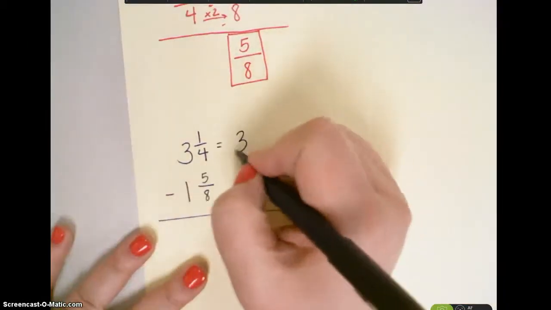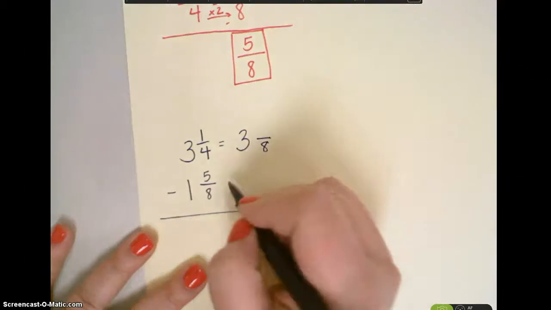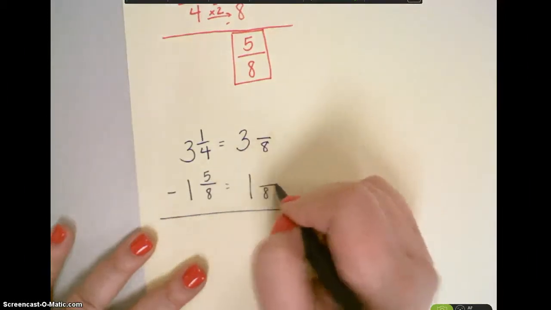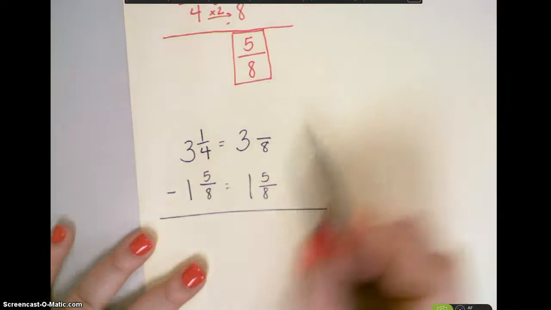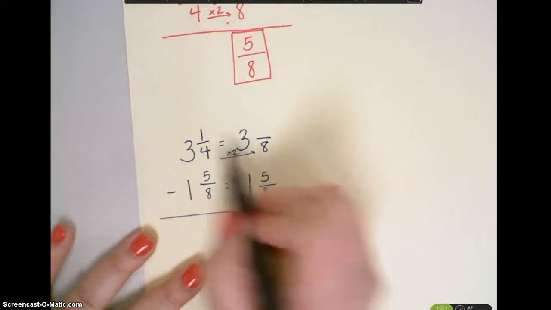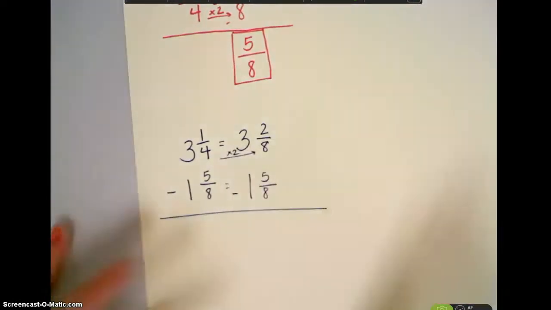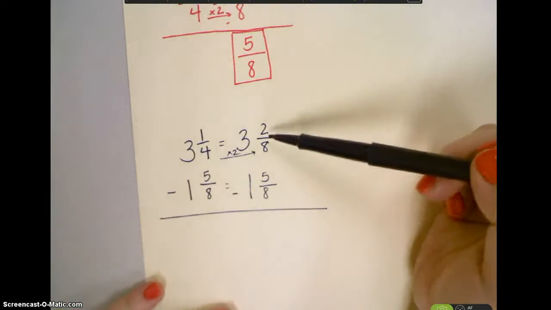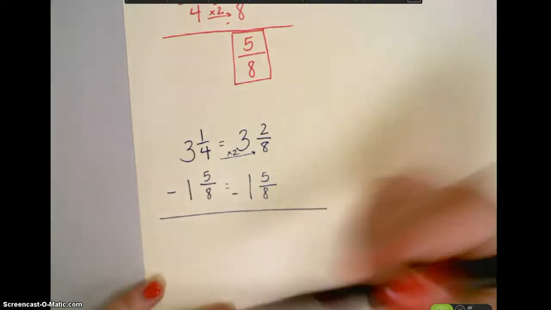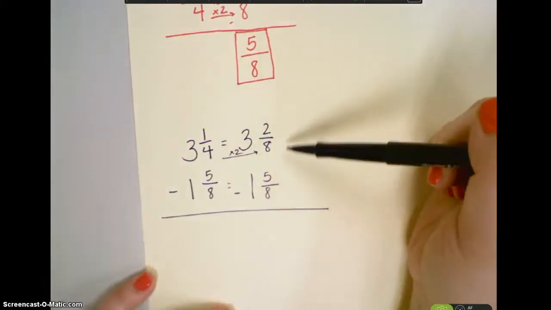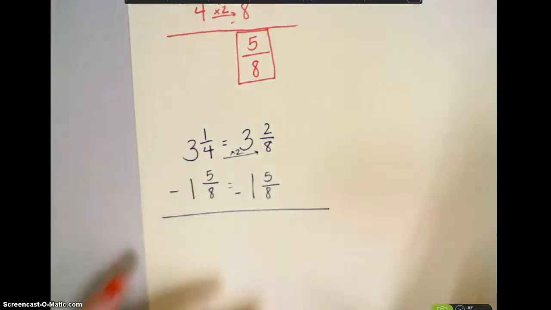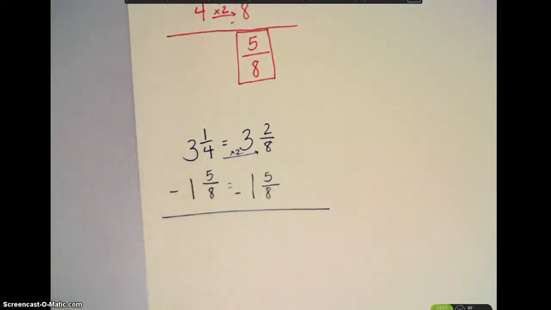First step, always common denominator. So my whole number's not going to change, but it's going to be 3 and something over 8 and 1 and something over 8. Okay, this didn't change, so that'll still be 1 and 5/8. 4 times 2, 1 times 2 is 2. So here's where my problem is. Now I have 3 and 2/8 minus 1 and 5/8. I'm fine to do 3 minus 1. Where I'm not fine is to do 2/8 minus 5/8 because I can't take away 5/8 from 2/8. I don't have enough. So I'm going to have to borrow.